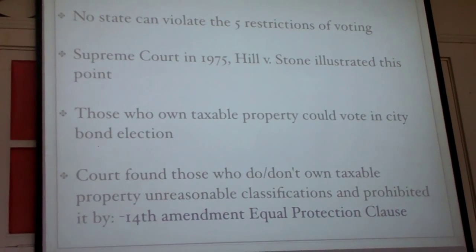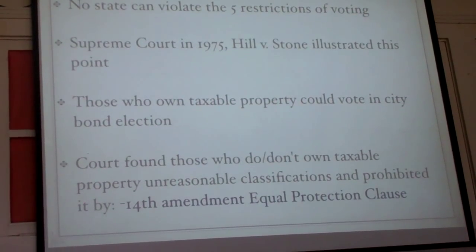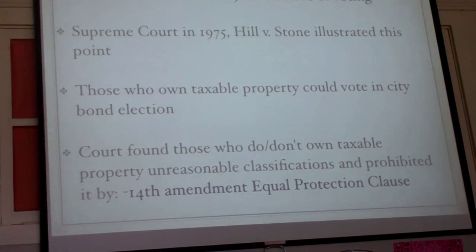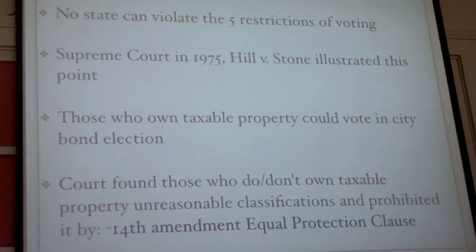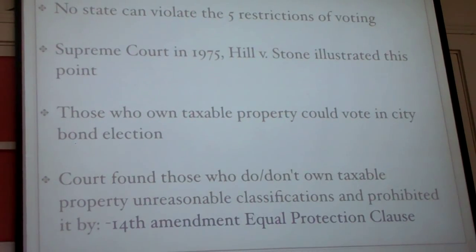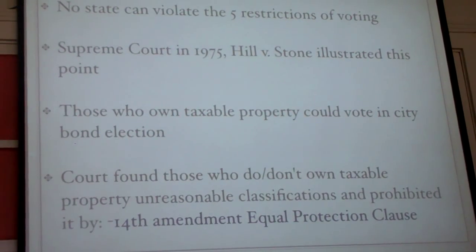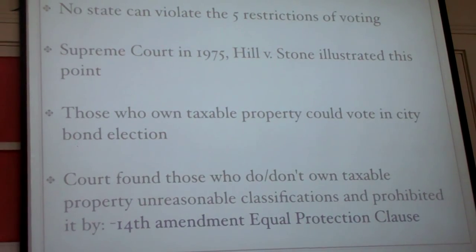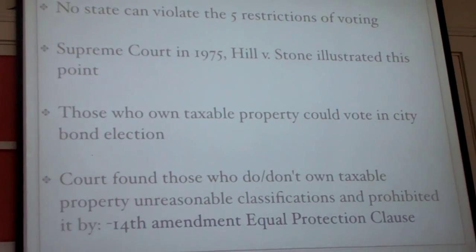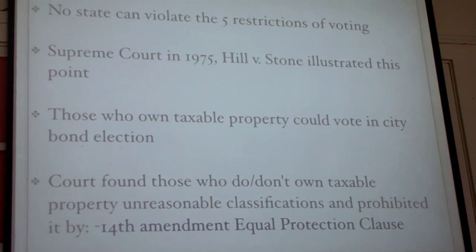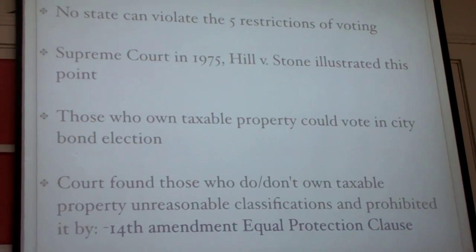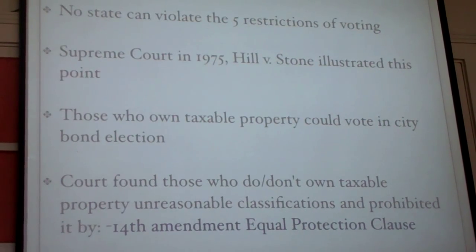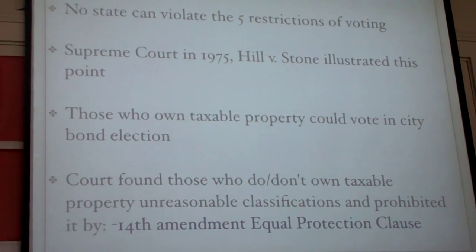No state can modify restrictions of voting. The Supreme Court in 1975, in Hill v. Stone, illustrated this point. Those who own taxable property could vote in the city bond election. The Court found that distinguishing between those who do and don't own taxable property was an unreasonable qualification and prohibited it under the 14th Amendment Equal Protection Clause.